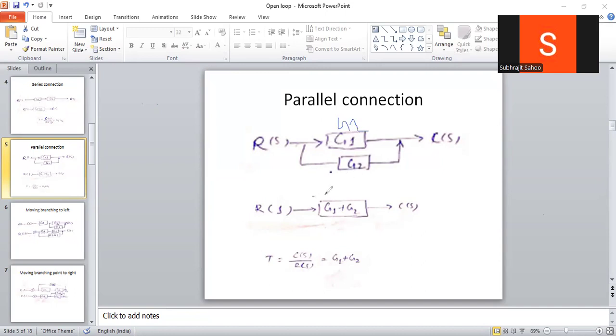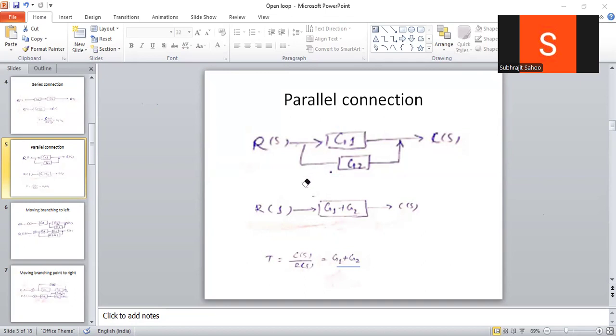I want to convert them into a single block. If I convert into a single block, what will happen? Observe the next step, the solution is there. The two gains will be added here. Summation of the two blocks, G1 plus G2. In the previous class, series connection was G1 into G2, but in parallel connection, always remember G1 plus G2. Then the transfer function becomes C(s) by R(s) equals G1 plus G2. The derivation is there, but there is no need of derivations to solve this problem. This much step is enough, right?